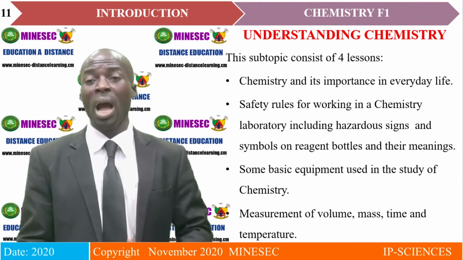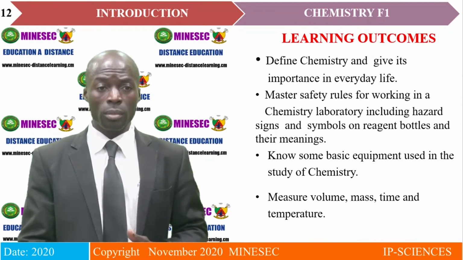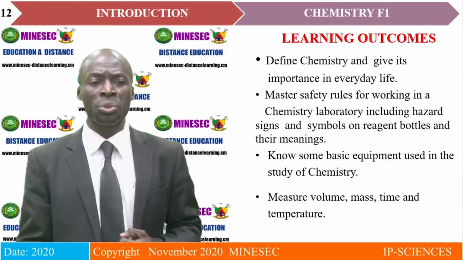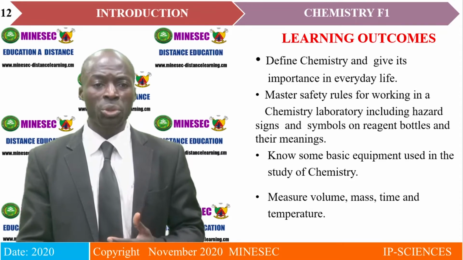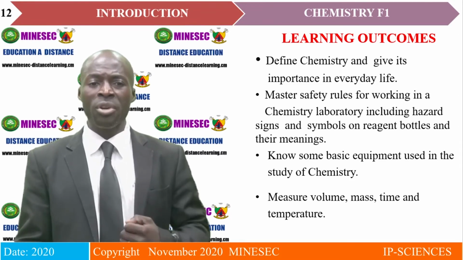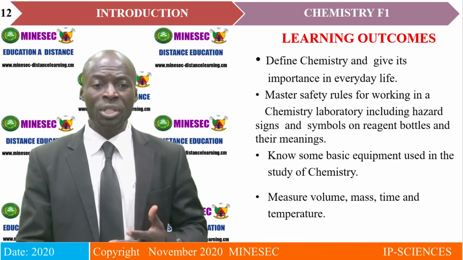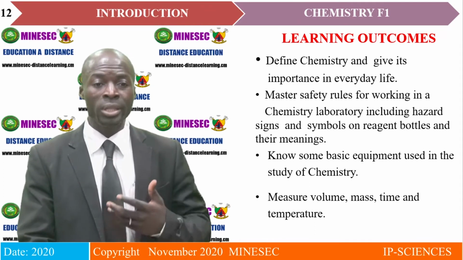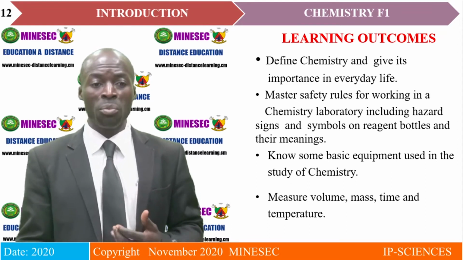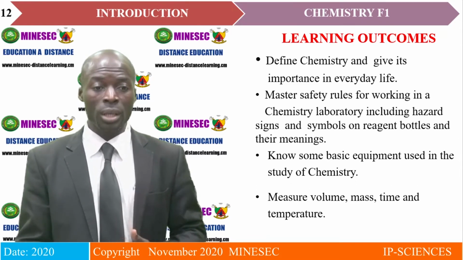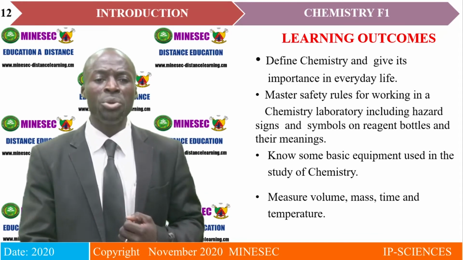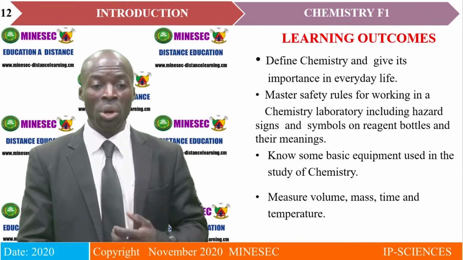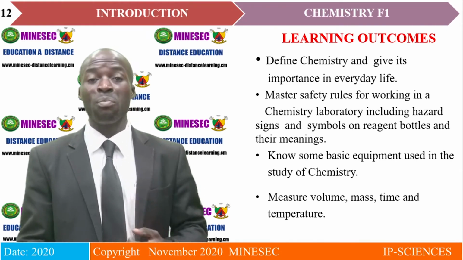By the end of the subtopic, the learner should be able to define chemistry and give its importance in everyday life, master safety rules for working in a chemistry laboratory, including signs and symbols on reagent bottles and their meanings, know some basic equipment used in the study of chemistry, and also know how to measure volume, mass, time, and temperature.